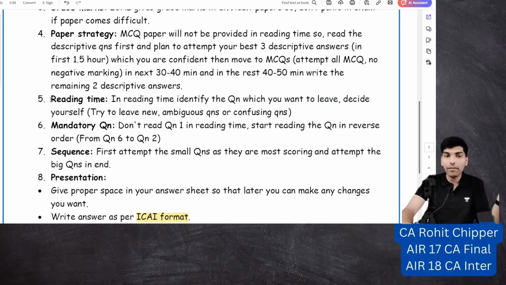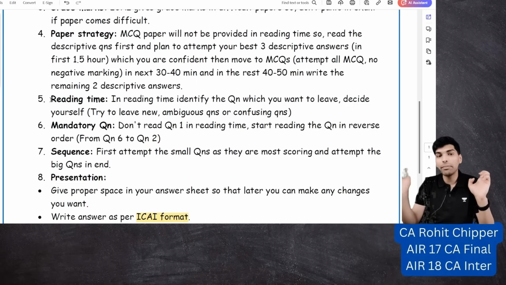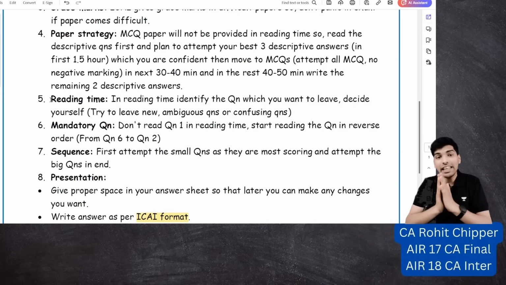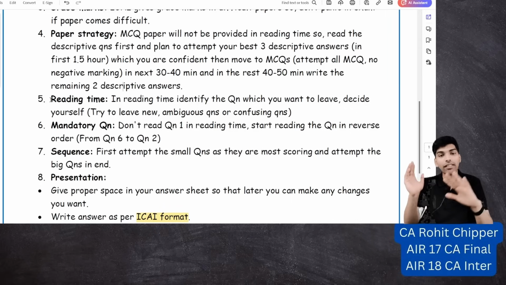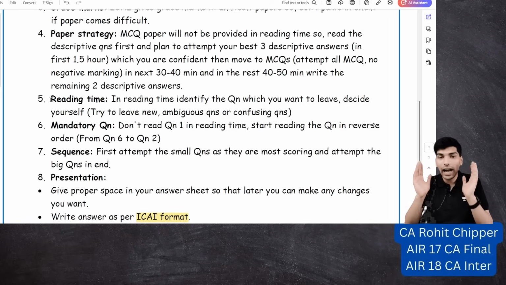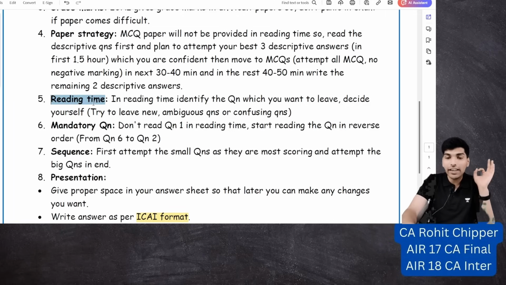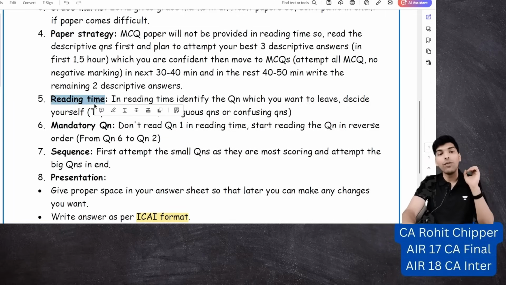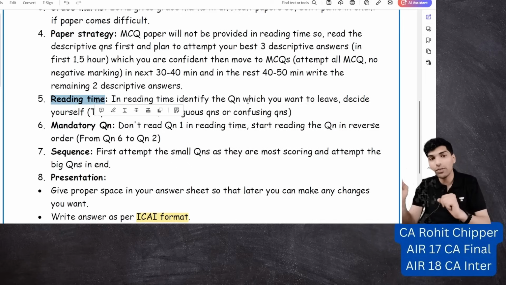Now let's move to the fifth, which is the reading time. Your paper will be of 3 hours plus 15 minutes of reading time. You should effectively and efficiently utilize this reading time. Since you will not have your MCQ paper, you will only have your descriptive paper. You have to utilize your reading time to identify which question you want to leave in the option, because you will have some optional questions and you have to leave one question in option.